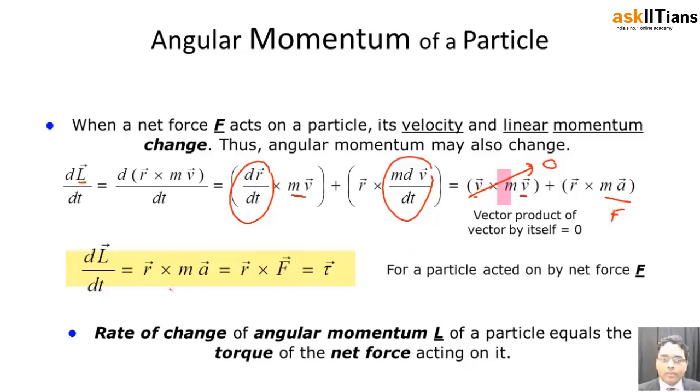And here you get r cross F. So r cross F is nothing but the torque. So the change in angular momentum is equal to the torque. So what can we define? We will say that the rate of change of angular momentum L of a particle is equal to the torque of the net force that is acting on it.